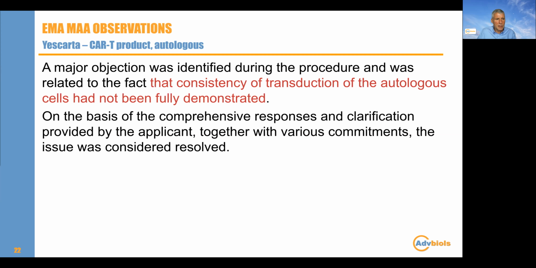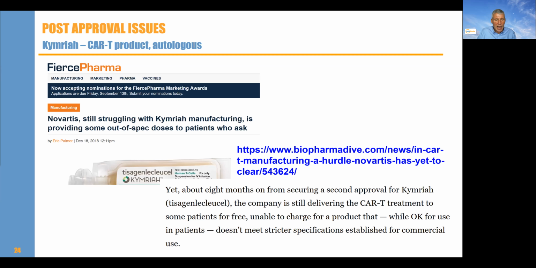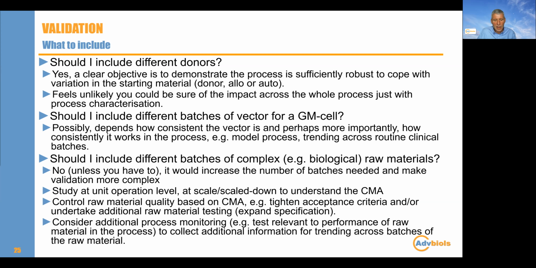Similar sorts of arguments from Yescarta. I apologize for whizzing through these fairly quickly. And again, some criticism about ranges and things being quite tight and data not necessarily being shared. And if you get your process control strategy wrong or inadequately controlled, then of course you may suffer some of the issues of manufacturing failures, etc., after approval, and it's much more problematic in the commercial phase. So yes, include some different donors.